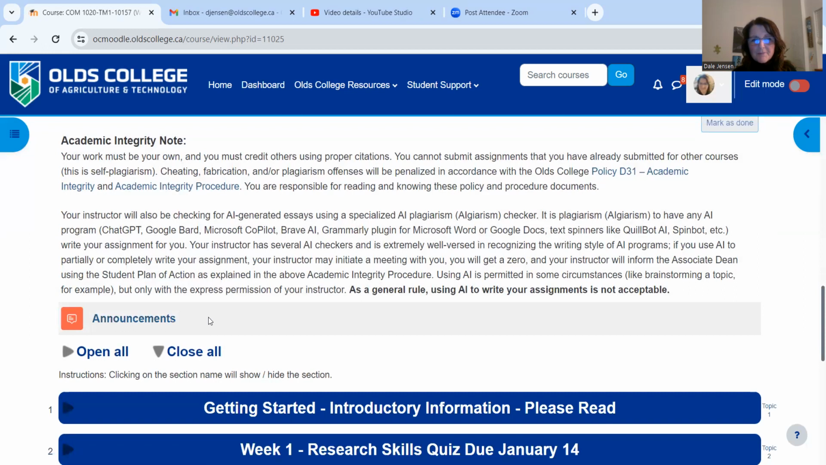This announcements piece, I'm probably never going to use that, but every time I delete it from our Moodle shell, it reappears the next time I open it. So I guess it's permanent.